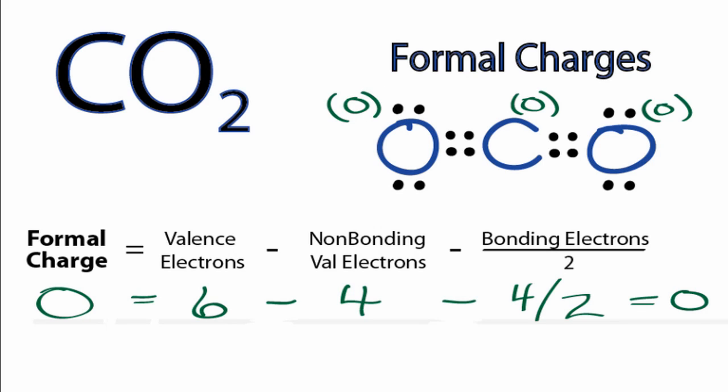So you can see the formal charges all add up to 0. That makes sense because CO2 is not negative or positive, so it should have a 0 formal charge. And each of the atoms has a formal charge of 0, which means that this is going to be the best Lewis structure for CO2.